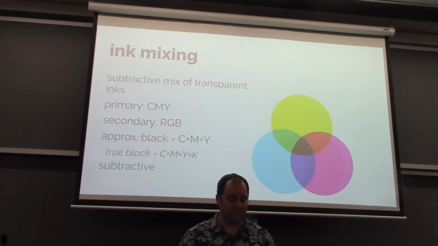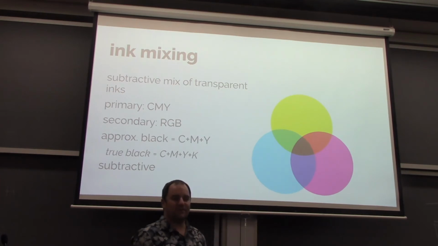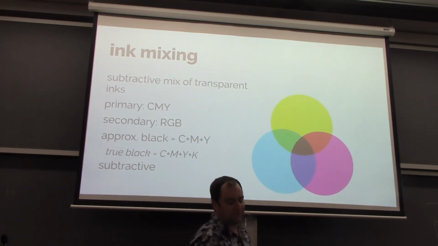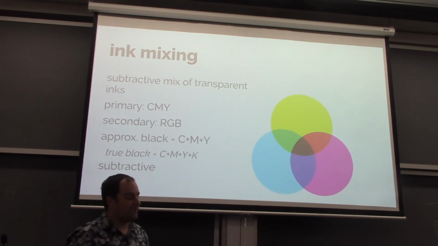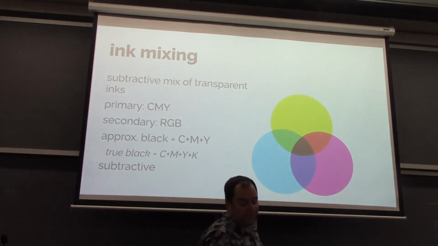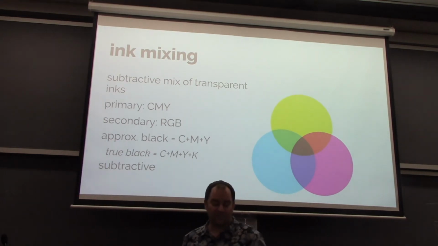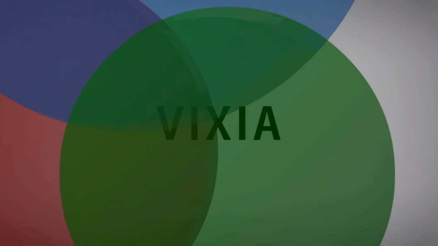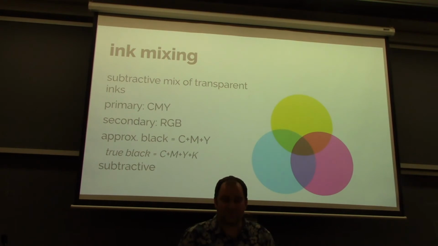If we have translucent colors, then this is like ink mixing, what happens in your color printers, an inkjet printer for example. So this is a subtractive mix of transparent inks, and here cyan, magenta, and yellow are the primary colors. You can have secondary colors as red, green, blue, and then it also turns out that for ink mixing it's hard to make proper. And this is a subtractive color scale.